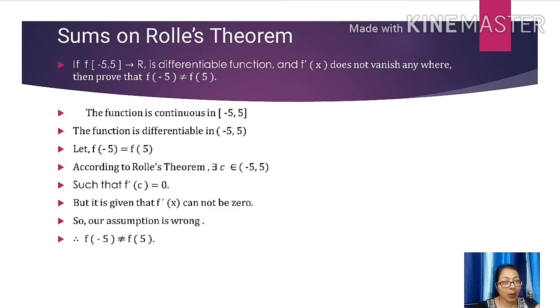Now we are assuming that f(-5) is equal to f(5). So Rolle's theorem is satisfied. That means there should be a c such that f dash c is equal to 0. But it is given in the question that f dash x cannot be 0. That means our assumption is wrong. So f(-5) and f(5) cannot be equal.